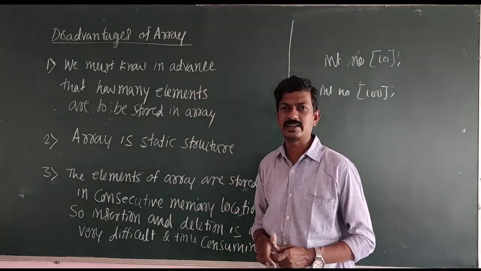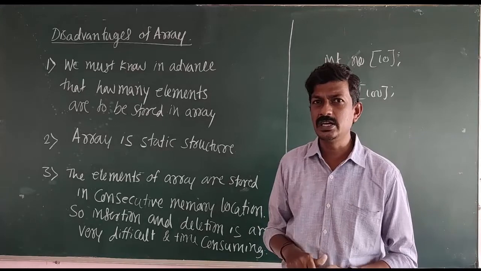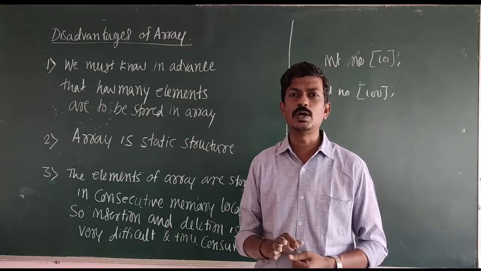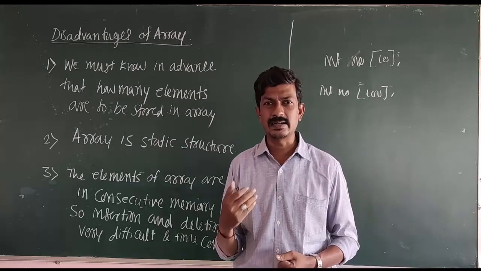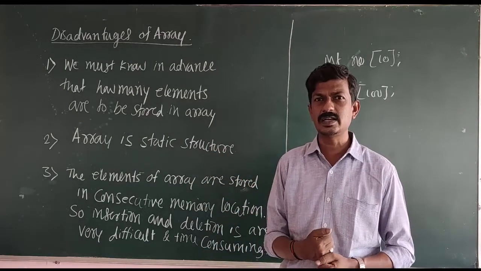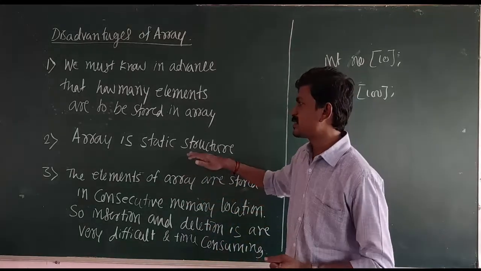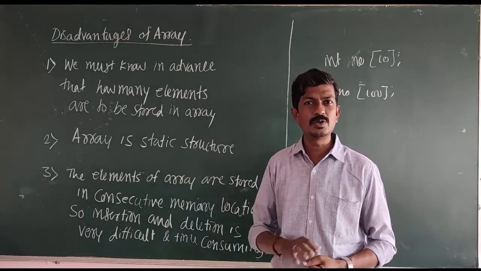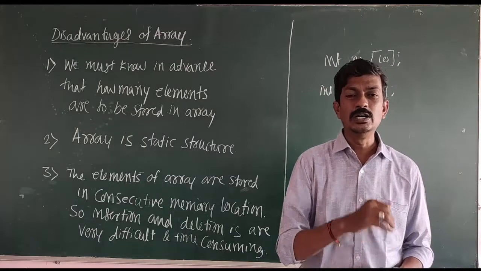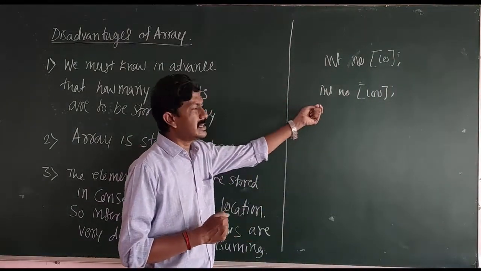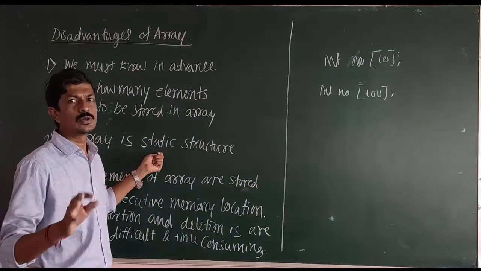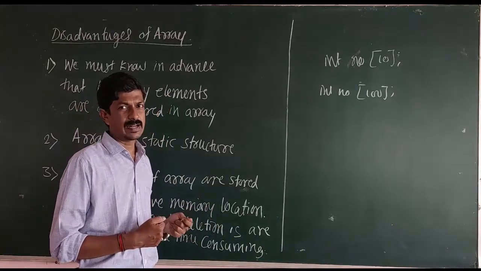The second one is that an array is a static structure. Array is a static structure means whatever size I allocate for the array is fixed. It is not possible to alter its size. At run time, if you want to increase or decrease the size of the array, it is quite a difficult task because it is static in nature. It is not possible to allocate an extra amount of memory for a given array, and it is also not possible to decrease its size. We are not allowed to increase or decrease the size of the array at runtime.